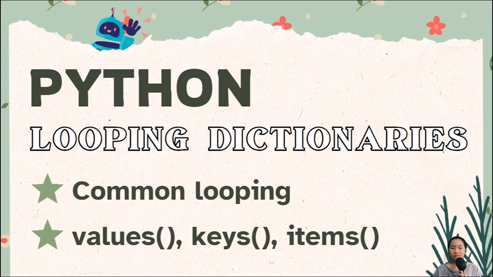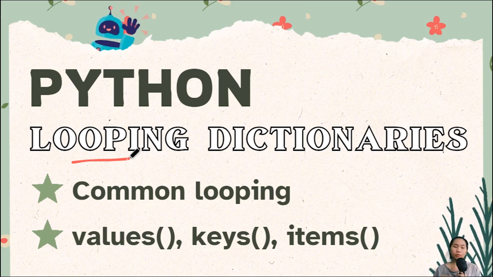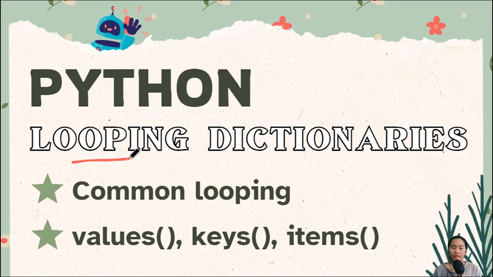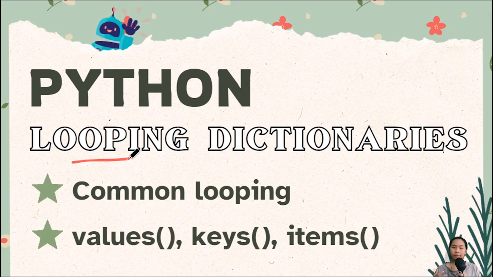For our next lesson today, we'll be looking at looping dictionaries. All right, every data type we've learned looping, we've learned adding and removing items. Now this time, it's up to dictionary. And we'll be taking a look at the common looping, like the for loop, and then the methods that help with looping dictionaries as well, such as values, keys, and items.